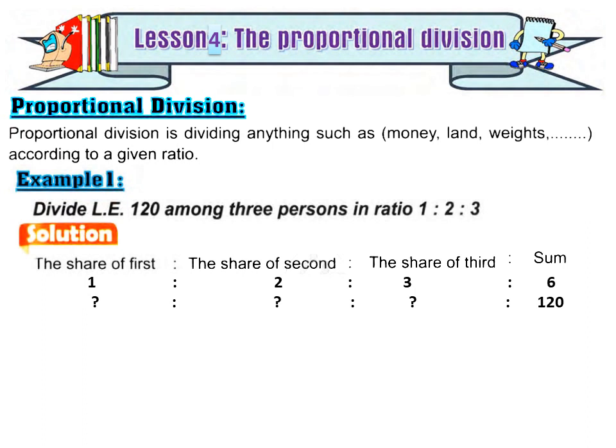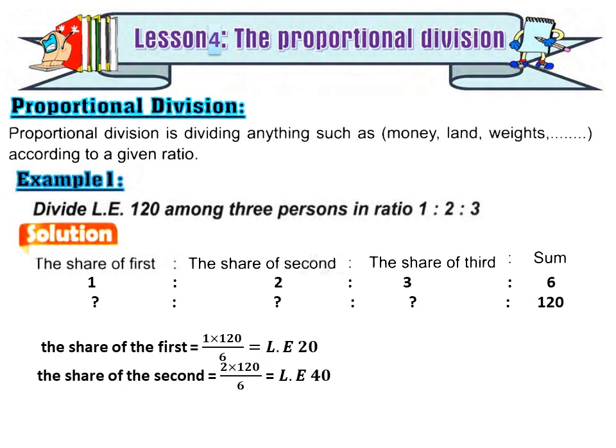The share of the first by using cross multiplication equals 1 times 120 divided by 6. By using the calculator it will be 20 LE, okay? So the share of the first, by ratio 1, will be 20 LE. The share of the second by the same method, cross multiplication, equals 2 times 120 divided by 6, equals 40 LE. The share of the third person equals 3 times 120 divided by 6, equals 60 LE.